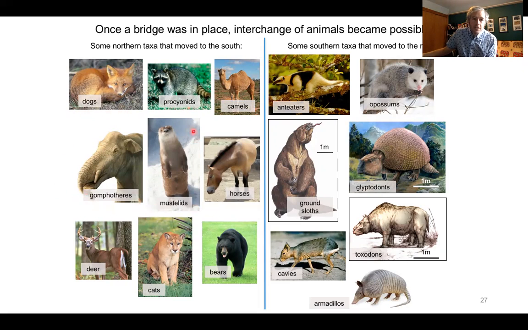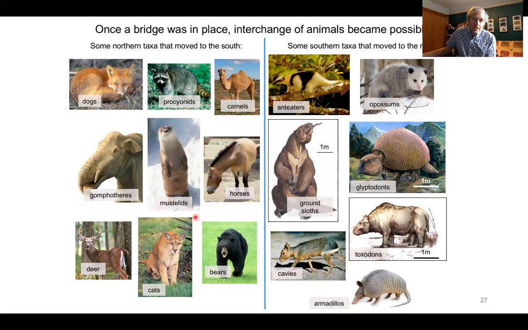Mustelids, the otters and things like that. Horses were able to move south. Deer were able to move south. Cats were able to move south. The most famous is the cougar. The cougar originated in North America. When this land bridge was formed, it was then able to cross into South America.